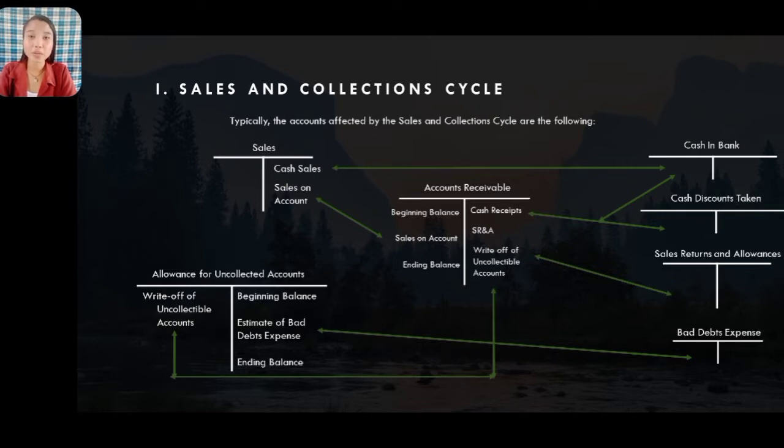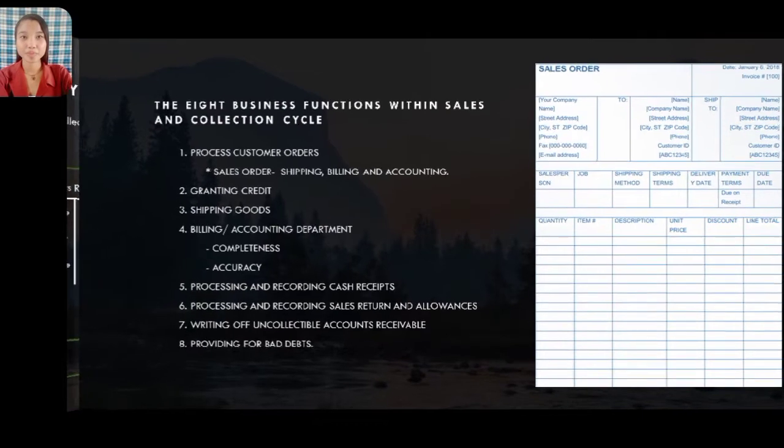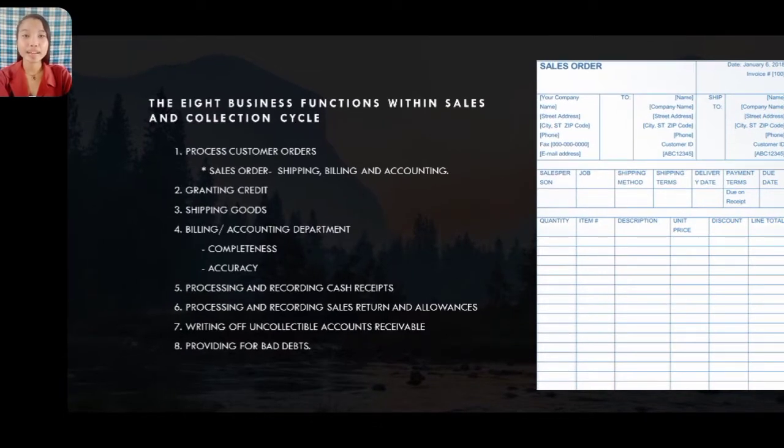On the other hand, when our customers pay us the money, we will debit cash in bank, also the discount, and credit accounts receivable. So now let's move on to the next slide. Here are the 8 business functions within the sales and collection cycle.